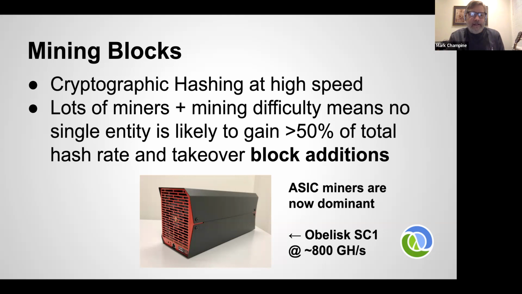But the new kid on the block is ASIC miners. They leave GPUs in the dust. This is an example. This is actually a machine from my son's company. They had a subsidiary that made miners. So this guy can do 800 billion hashes per second.